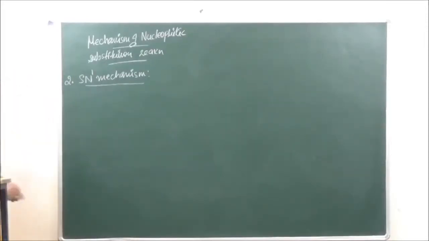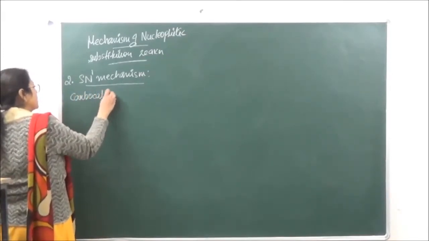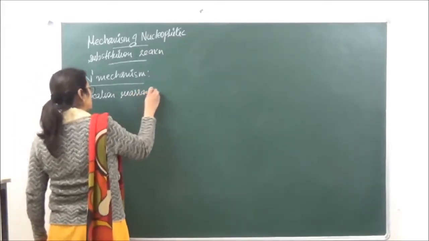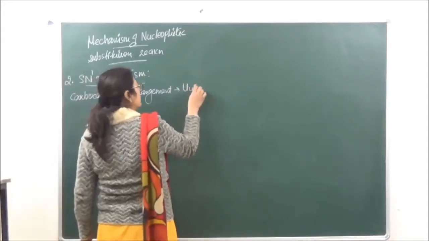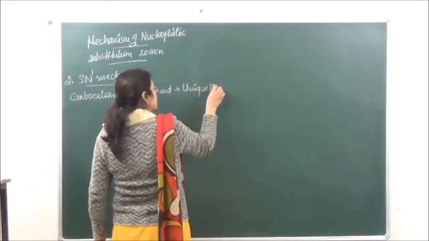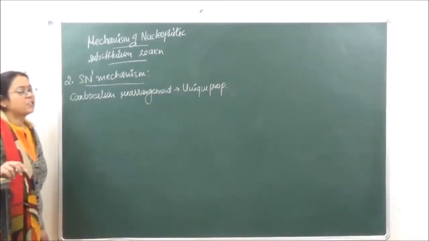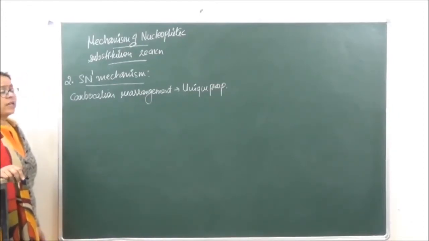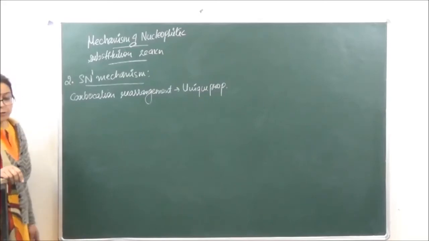Okay, so we are talking of carbocation rearrangement. A unique property. This is very important with respect to your competitions because they give you a reaction and ask you what is going to be the final product. So in that case, if it is a substitution reaction, you have to first figure out what is the most stable carbocation which is going to be formed.